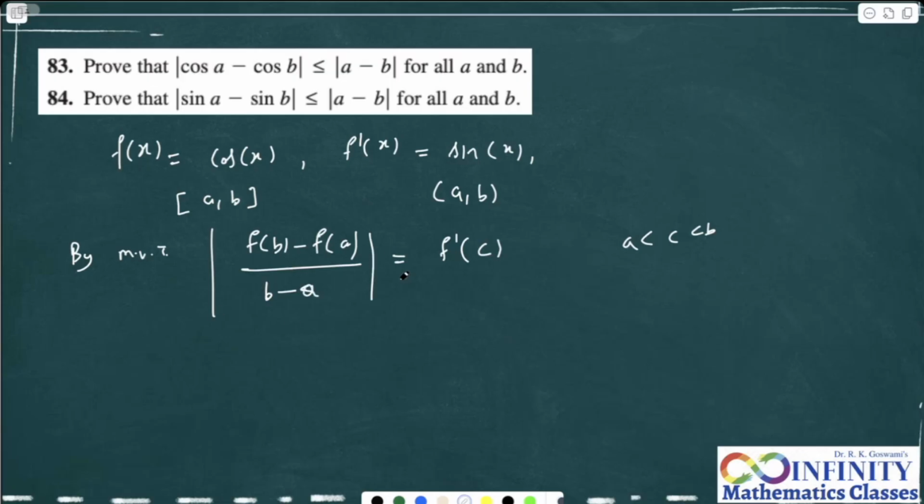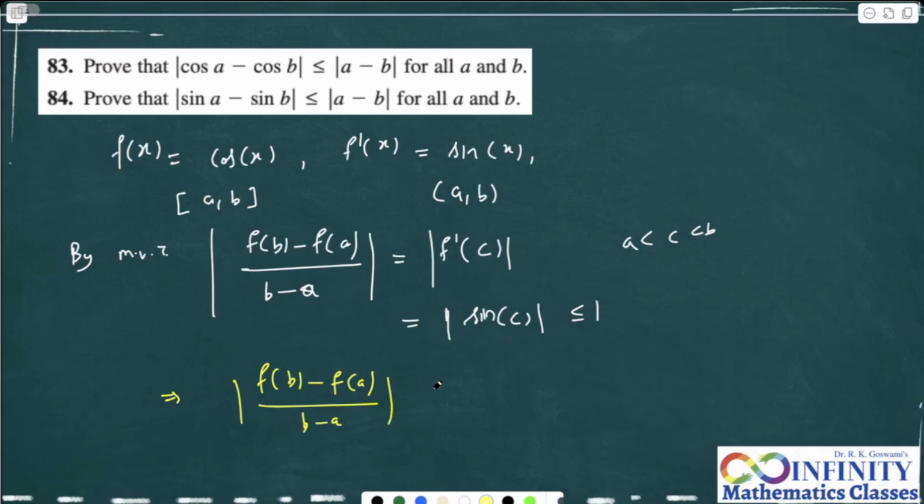So what is the right hand side? Right hand side is nothing but sin c. Now sine has a range from -1 to 1. It is always less than or equal to 1 there. Do you agree? So that means my (f(b) minus f(a)) upon (b minus a) in mod is less than or equal to 1. So |f(b) minus f(a)| is always less than or equal to b minus a. Am I right? Right.